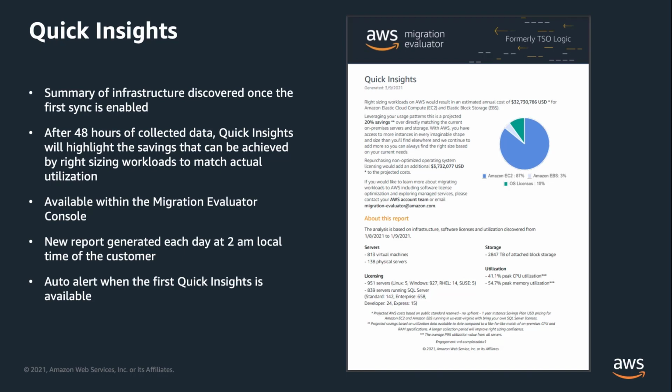The Quick Insights report is generated after each collector data sync. By default, the collector will upload the collected inventory and utilization to AWS each day at 2 AM local time for the customer. The IT administrator installing the collector may also manually initiate a sync via the collector UI. Quick Insights is available when using the Migration Evaluator Agentless collector or when using existing customer data. When using existing customer data, it must be provided in our data import template. Quick Insights results are provided within the Migration Evaluator console.